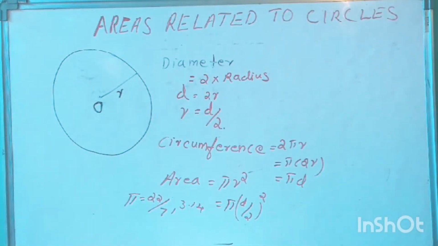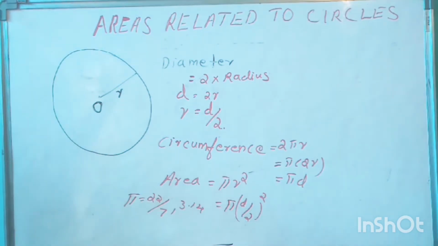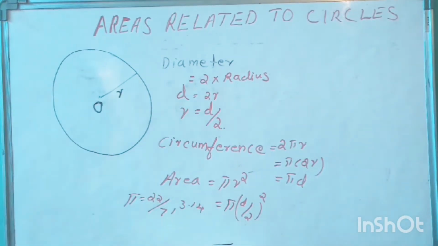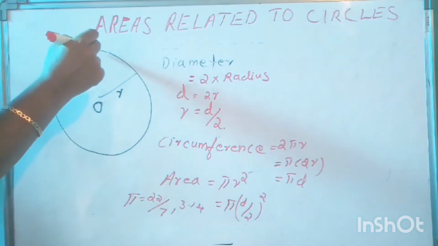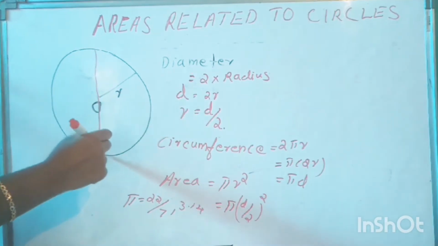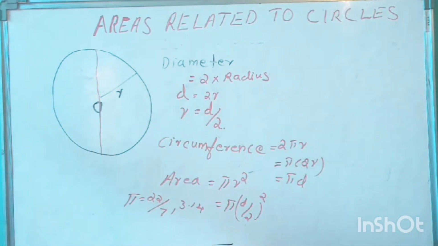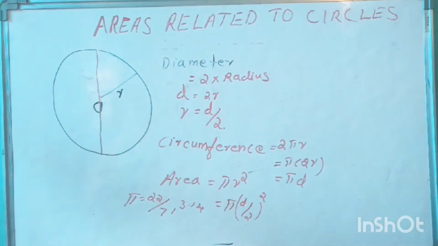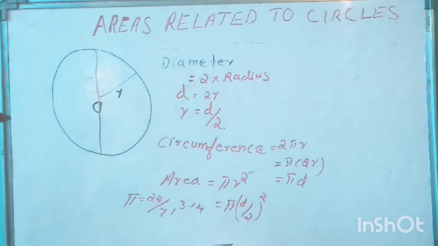Semicircle. We can derive the definition from that word itself, semicircle. Every diameter of a circle divides it into 2 equal parts. Every diameter of a circle, this is a diameter. Diameter is a chord which passes through the center.